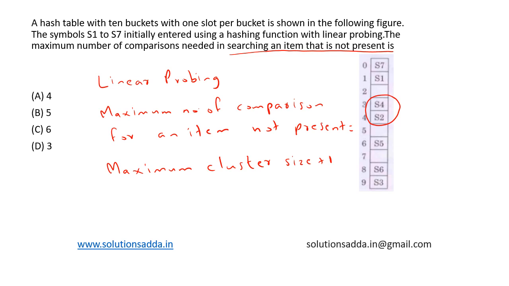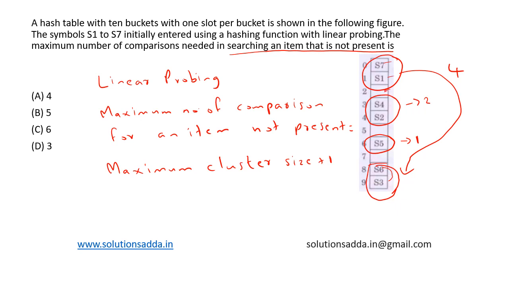This is a cluster, its size is 2. This is a cluster of size 1. This is 1, and this and this together form another cluster of size 4. So the maximum number of comparisons needed in searching an element that is not present would be, if we start searching from S6, then we'll go to S3, then S7 and S1, then only we'll find whether the element is present or not. So the result is 4 plus 1, which is equal to 5. So 5 is the right answer here.